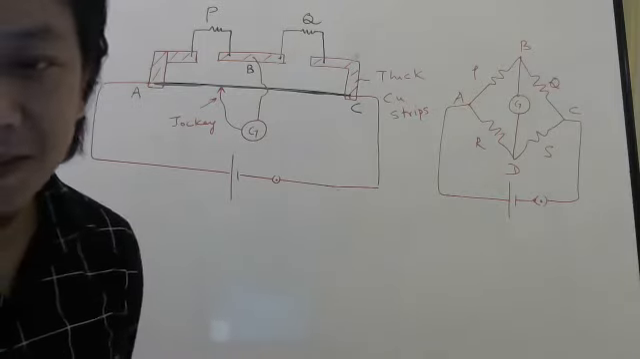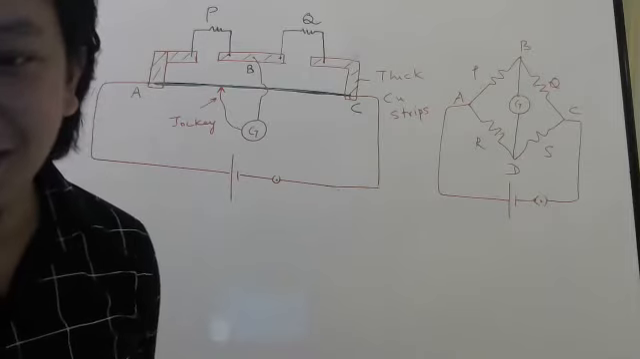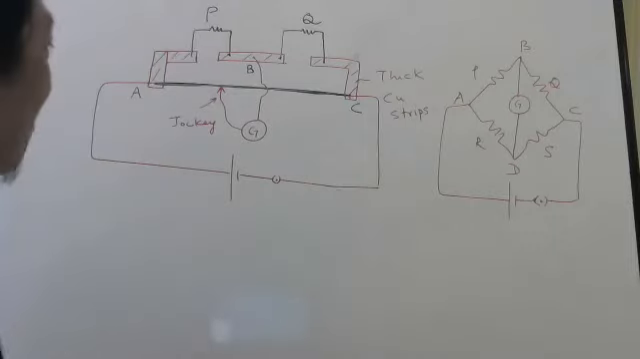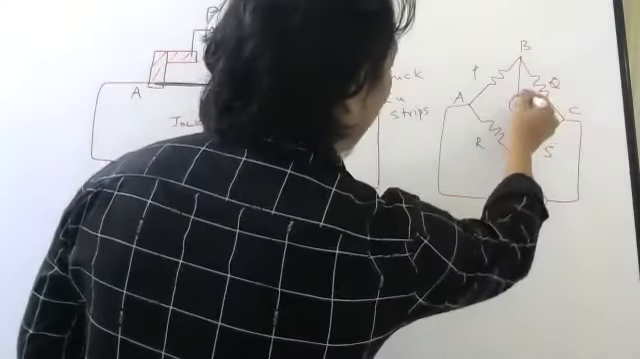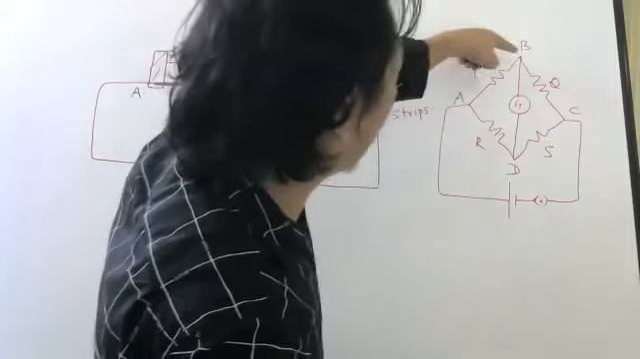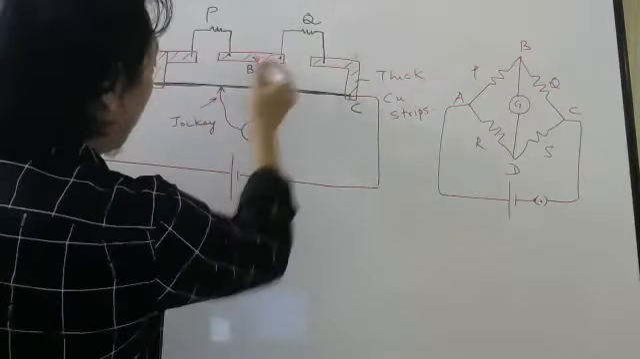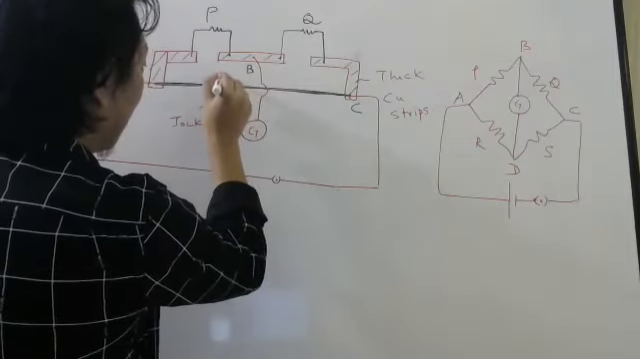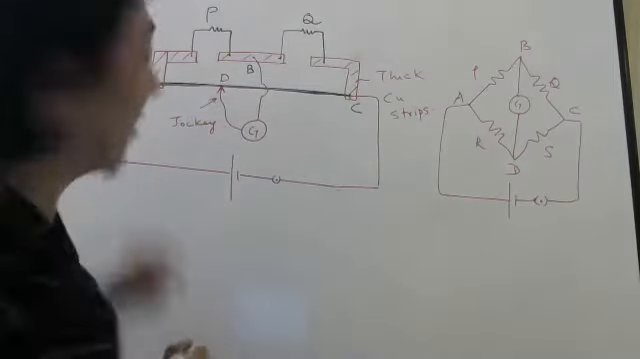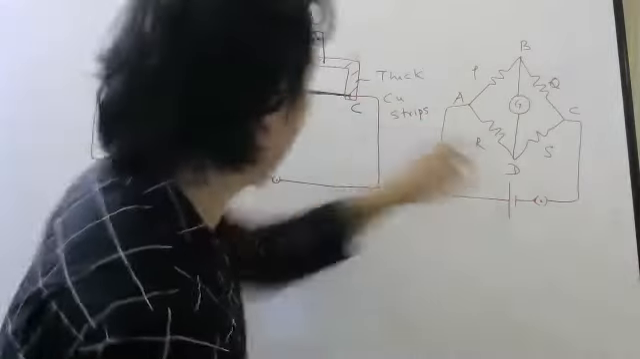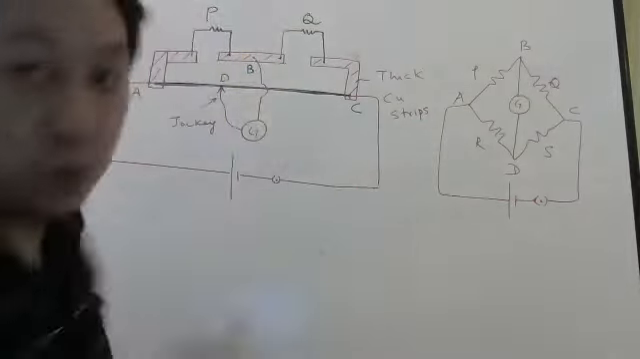What is missing? R and S. But what will be R and S? Can you tell me? See, this galvanometer is connected between B and D. Correct? So the galvanometer is between B and D, so this point will act like your D. In this circuit, who will be R here?